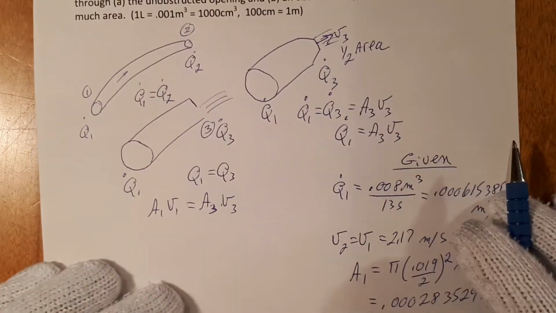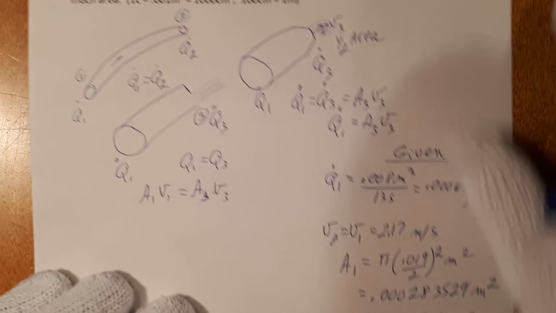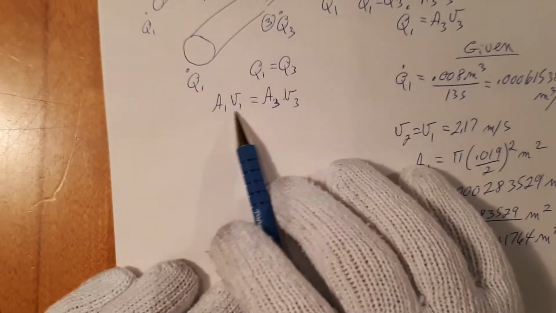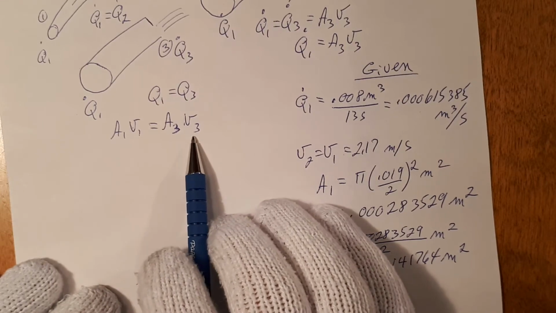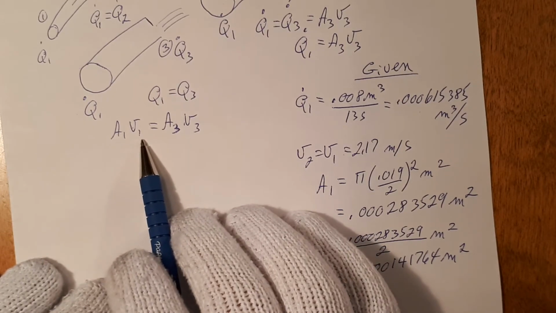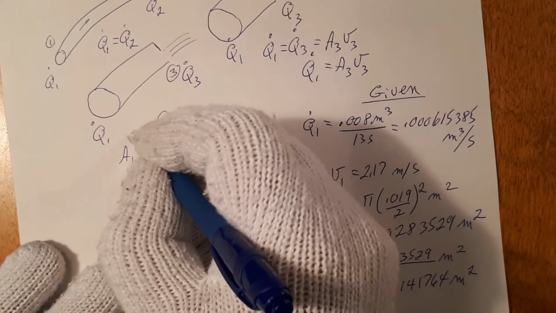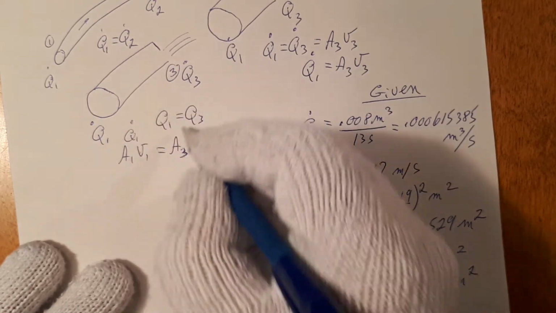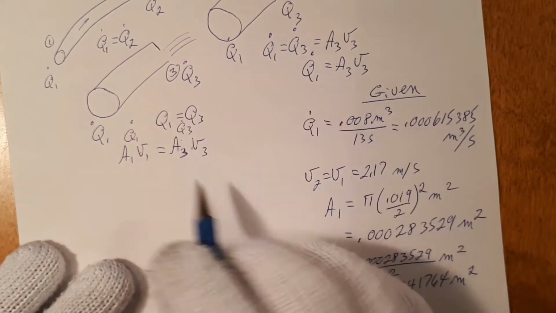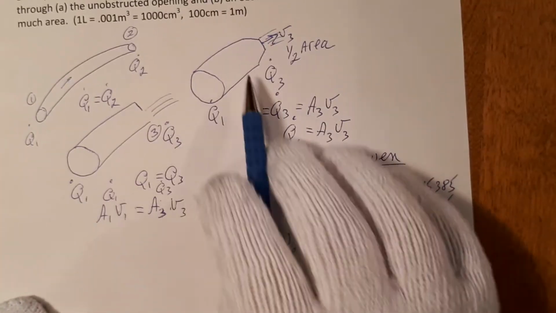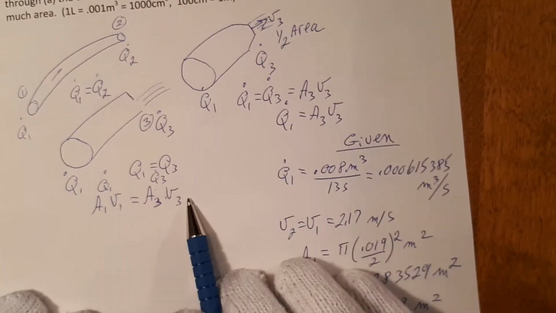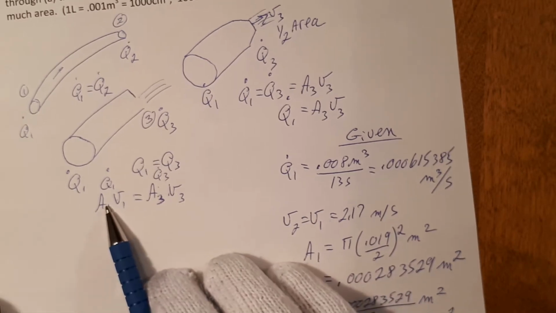And we're asked to find what the velocity is exiting here. That's what we want to find. Using this equation, the volume going in must equal the volume going out in terms of cross-sectional area and velocities. Where this is Q1, and this part here is Q3. So what goes in must equal what comes out. Using this scenario, we have all the numbers we need. Just a matter of putting them in here.